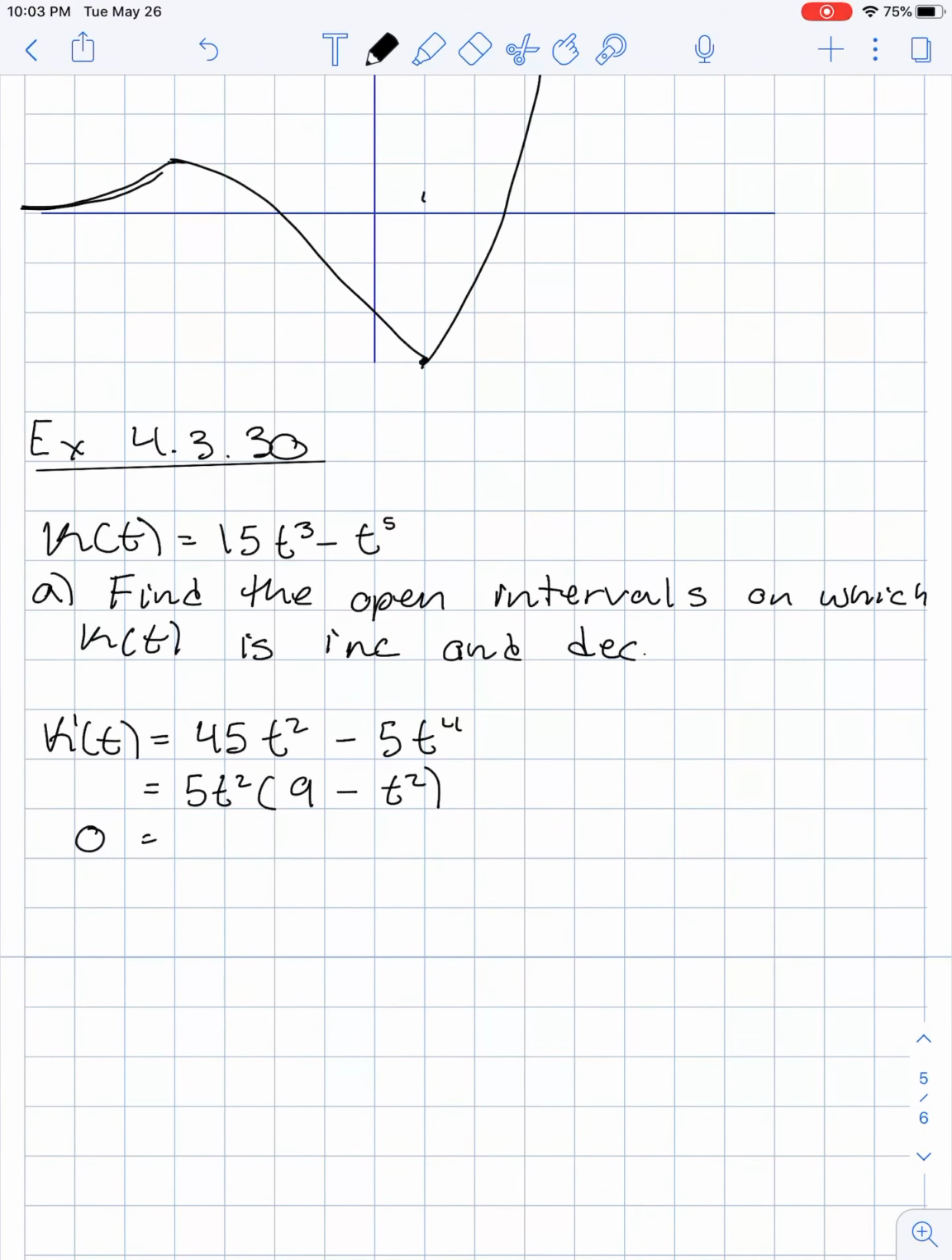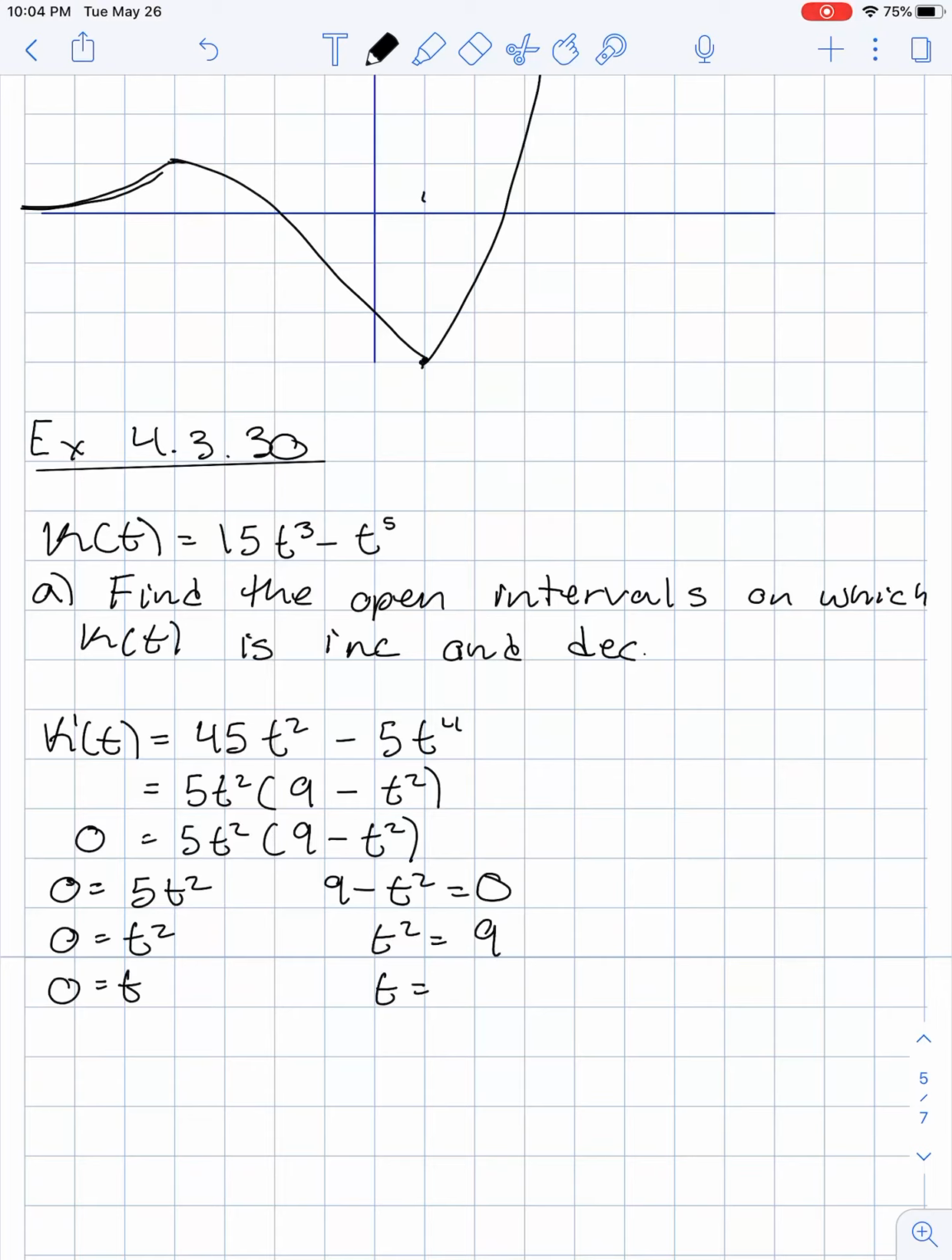And then if we set this equal to 0, so we know from algebra that either 5t squared equals 0 or 9 minus t squared equals 0. So 0 equals 5t squared, and 9 minus t squared equals 0. So we'll do 5t squared. So divide by 5 and I get 0 equals t squared, or that t equals 0. And then I can add 9, so then I get that t is 3 and negative 3.